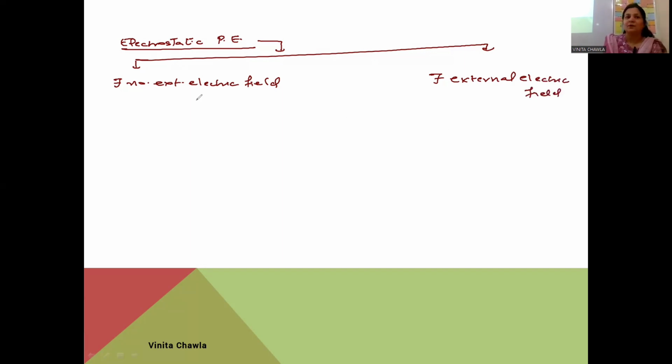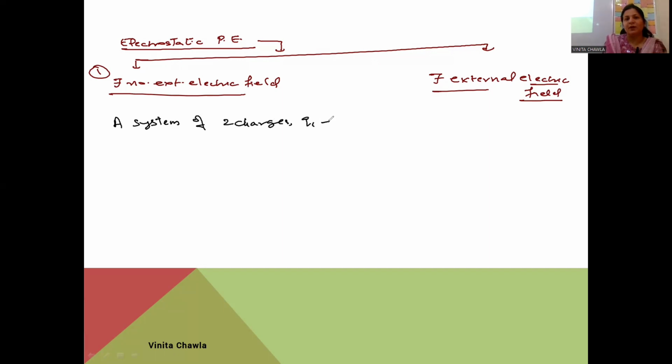Clear? So first situation is when there is no external electric field. Second is when there exists external electric field. So let's consider the first situation. So we have a system of two charges, Q1 and Q2, and they are at infinity.